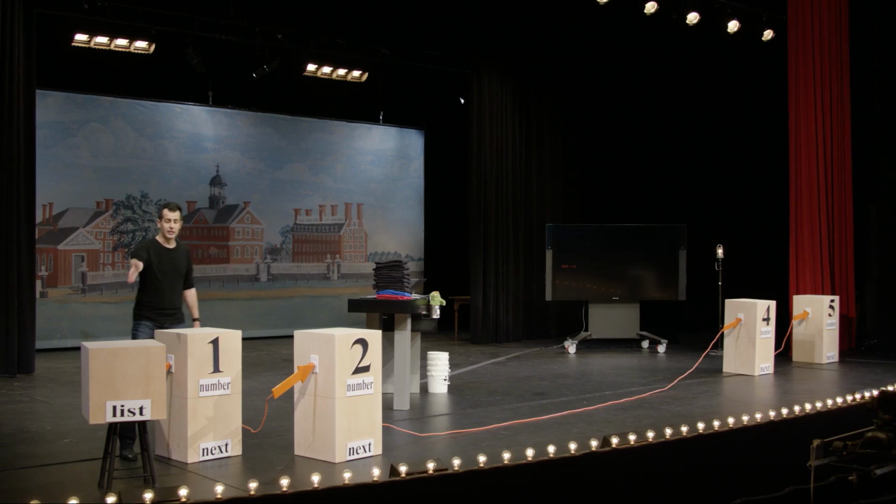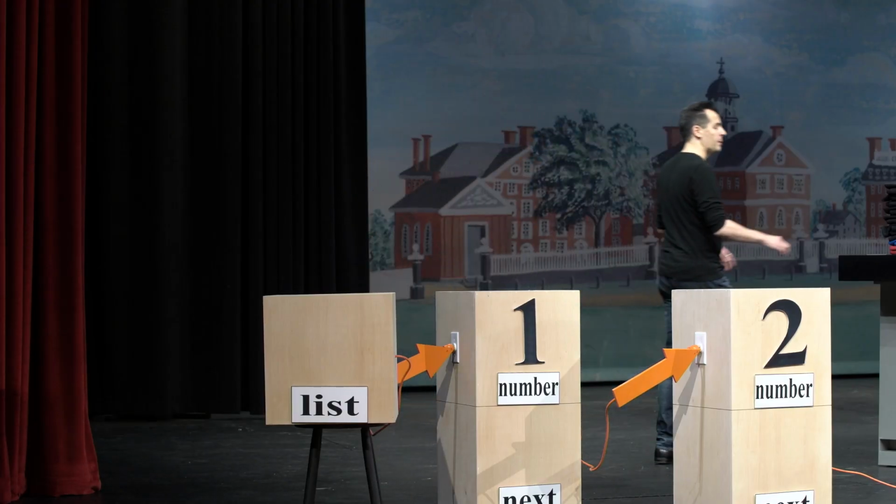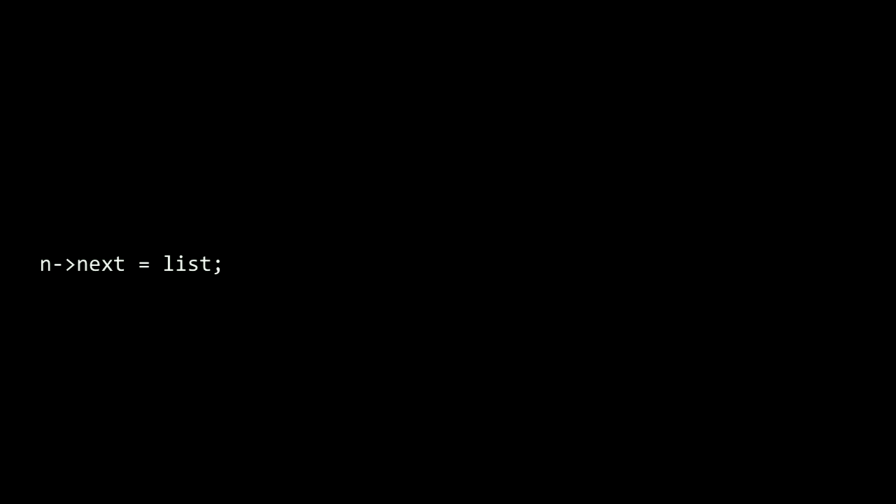Graphically, if I were to do this as before, just by saying list equals n, if this is n and this is list, and I adjust this arrow first, bad things are going to happen. Indeed, we end up orphaning 2, 4, and 5, thereby leaking a significant amount of memory potentially. And leaking any memory typically is bad, so I don't want to do that. So let's look at the correct code.